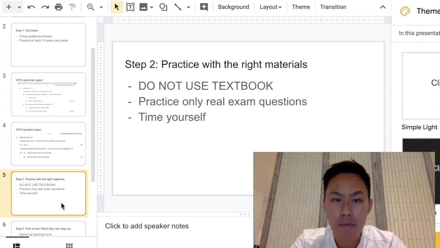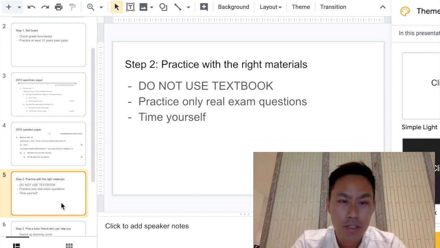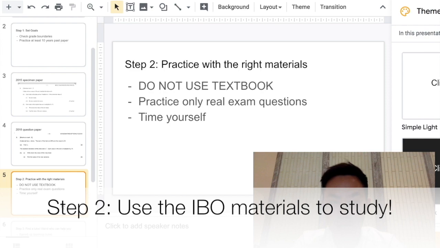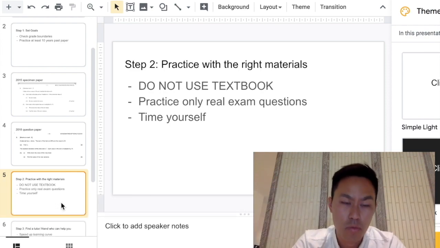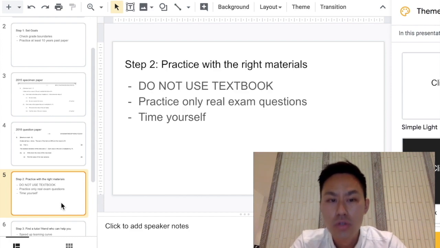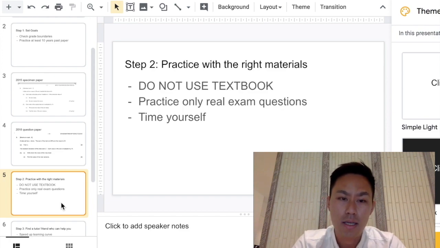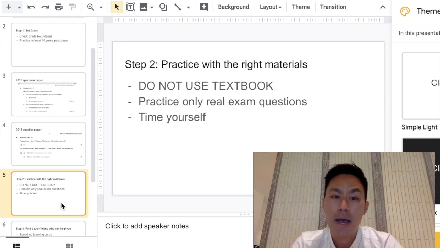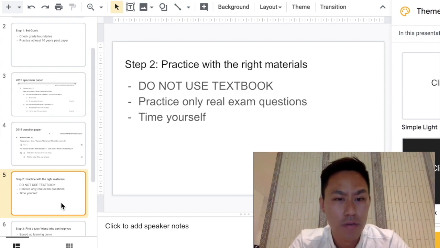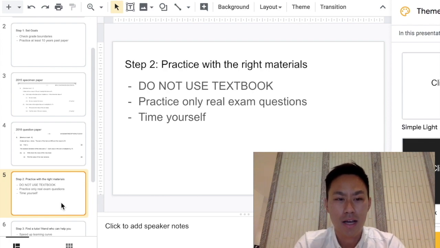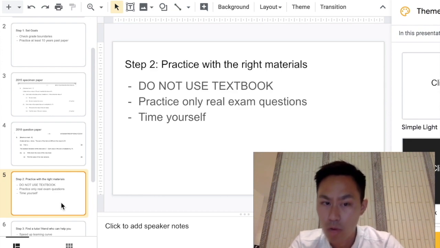The second step is to practice with the right materials. Many students use textbook questions to practice, and they think they've done the work already. After they revise all the textbook questions, they slack off. With this strategy, you can at most get level 5 in your IB Math, because the IB questions in textbooks are not updated and are not made by the IBO, the IB organization. So obviously you have to do the questions set by the organization, that is, the IB past paper questions. Practice only real IB exam questions.